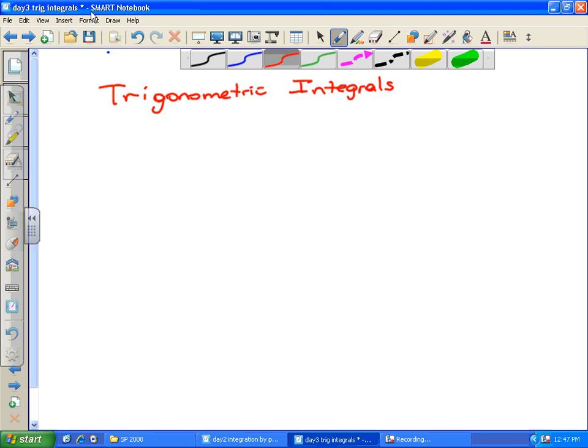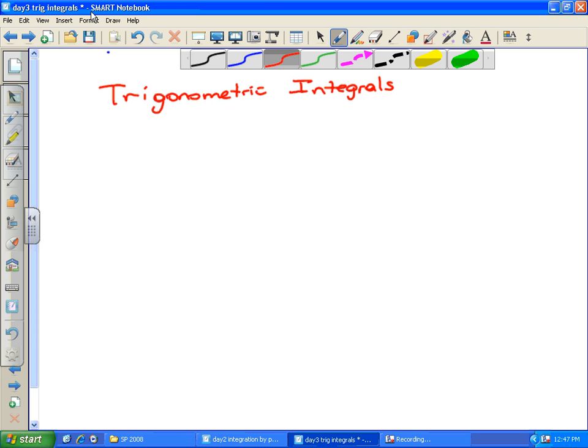So once again, the topic is trigonometric integrals. Basically, as the name suggests, these are integrals that involve trig functions, but a whole bunch of combinations of trig functions. So far we've done simple trig functions like integrating sine 3x or secant squared. But what if you put several of them together? How do you integrate it? There are different techniques that we're going to look at in that direction today.